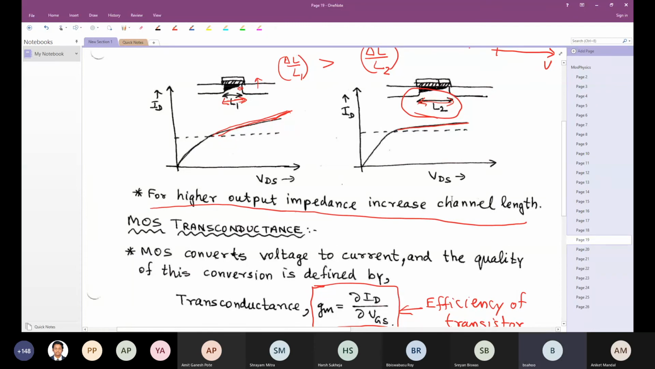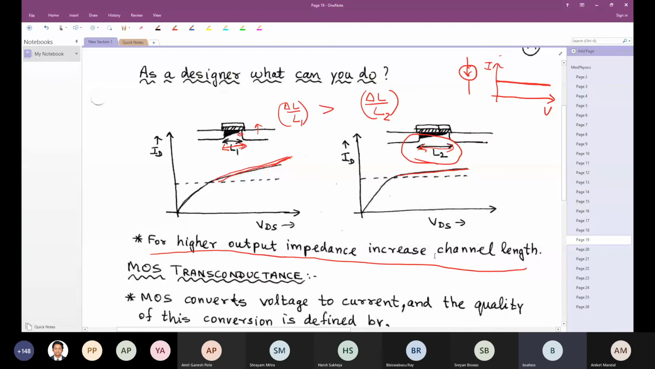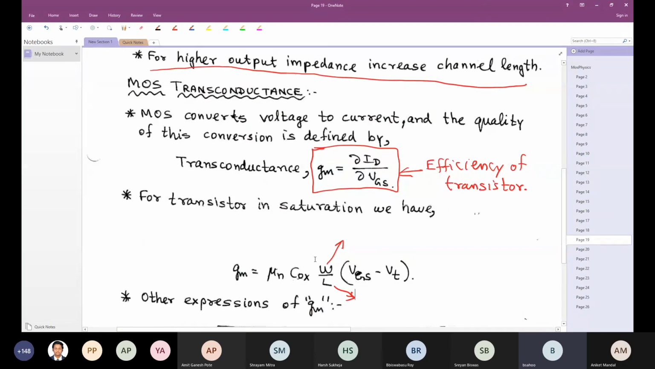So when I want to use a transistor as a current source, I should have a longer channel length because I want the current to remain constant. This slope should be as small as possible. But when I want it to be an efficient voltage to current converter, I want a lower channel length. Okay, so now there are conflicting requirements.